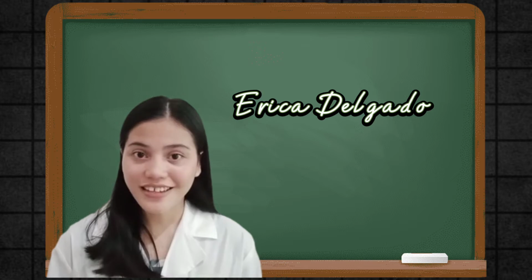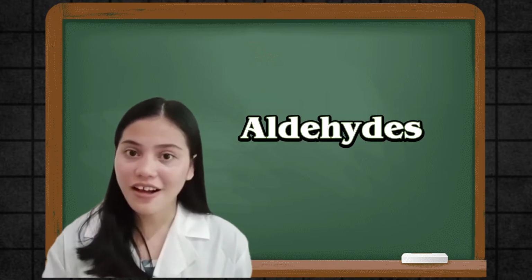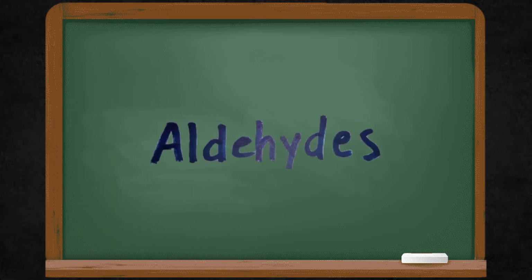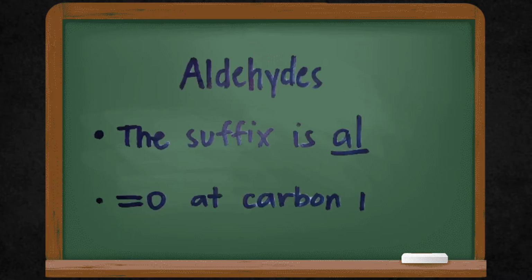Hi everyone, this is Erica and I will be discussing how to name and to draw the aldehyde functional group. Aldehyde is an organic compound which incorporates a carbonyl group and the structure has 1 hydrogen on one side of the molecule. Aldehydes are going to be named similarly to alcohol but with an -al ending.